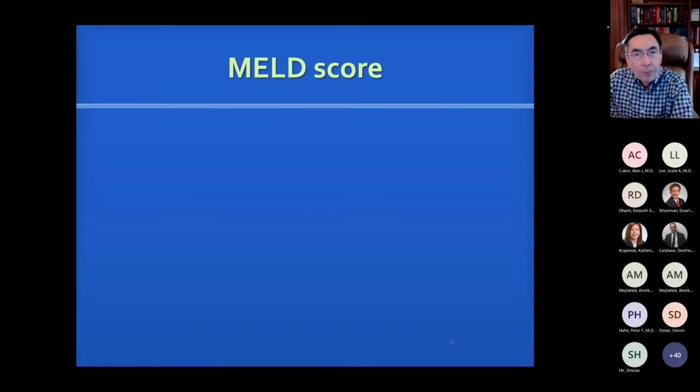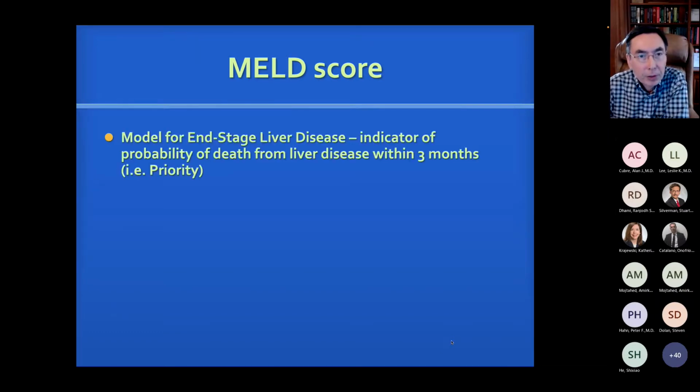Now, you may have heard of a MELD score. So for patients who are being considered for liver transplantation, the model for end-stage liver disease, or MELD, is a score that is intended to give a probability of dying from liver disease within 3 months. It's not perfect, but it's what is used to make a clinical estimate of probability of death within 3 months. And so this is used to prioritize patients for liver transplantation.